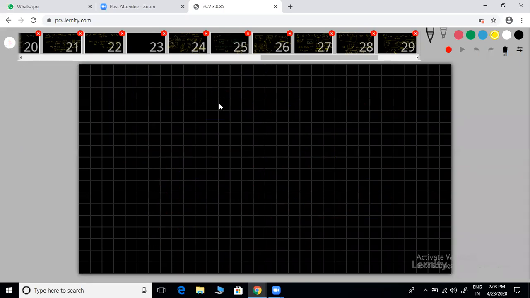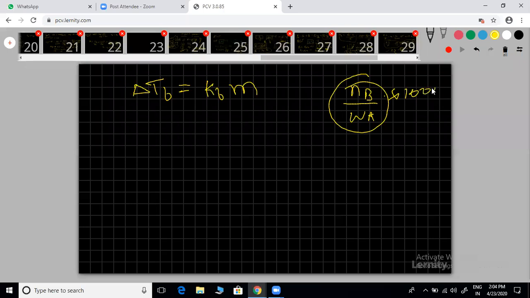Your teachers may have given the derivations. Derivation is not necessary right now. If you want the derivation, you can derive it. It is very simple, and it is also given in your NCERT book. Delta TB equals KB into m, where m is the molality. Right now only Nb by WA is given, which is directly proportional. So you multiply both sides by 1000 to get molality. So what is KB, sir? Which constant do we call it?